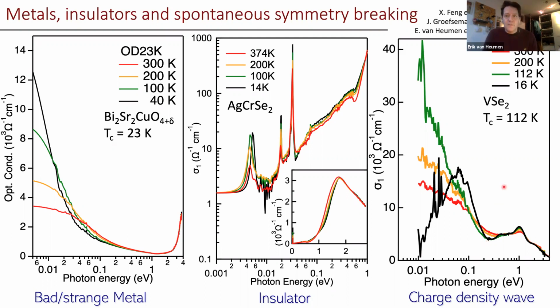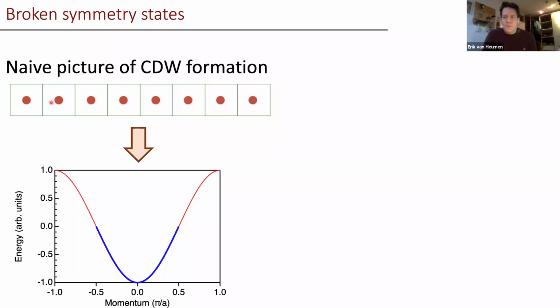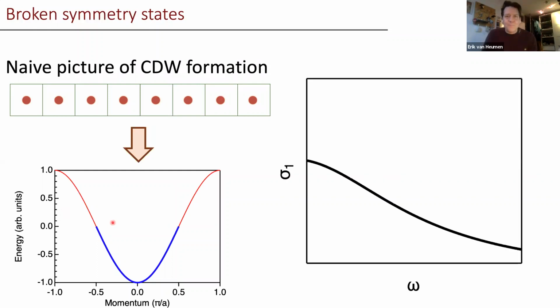And so I want to give a very naive picture for this, which comes from just basic textbook physics, essentially. So imagine you have a linear chain. It's a perfect chain, and you compute a tight binding spectrum for this. Put one orbital on every site and one electron in it, and then you have a half-filled band. So you have a simple metal, and the optical conductivity for that should be a Drude response.